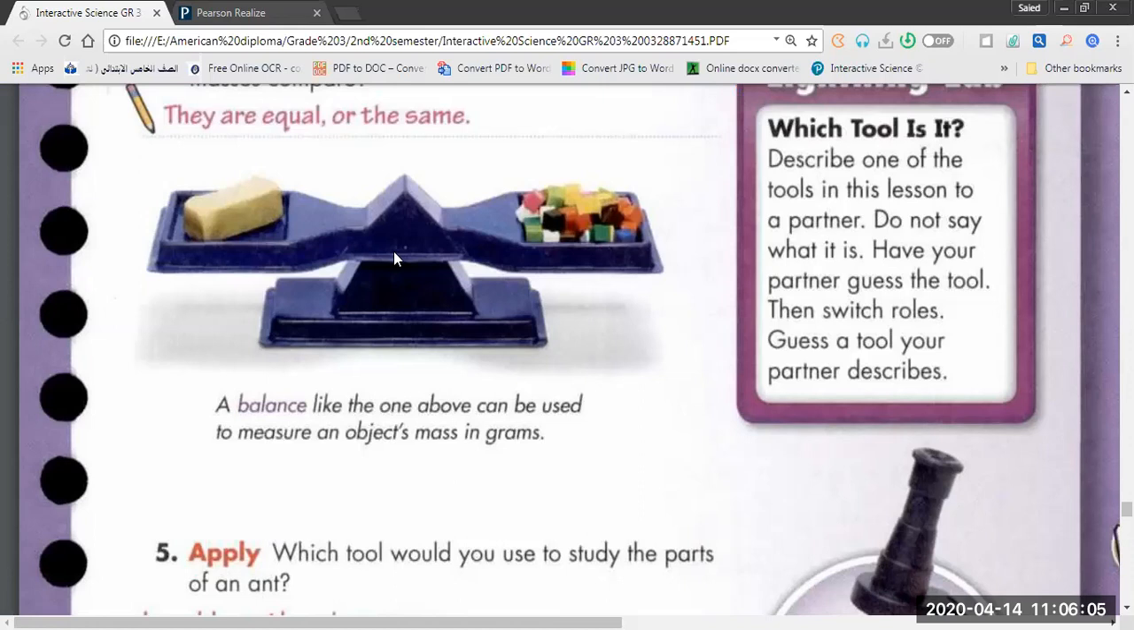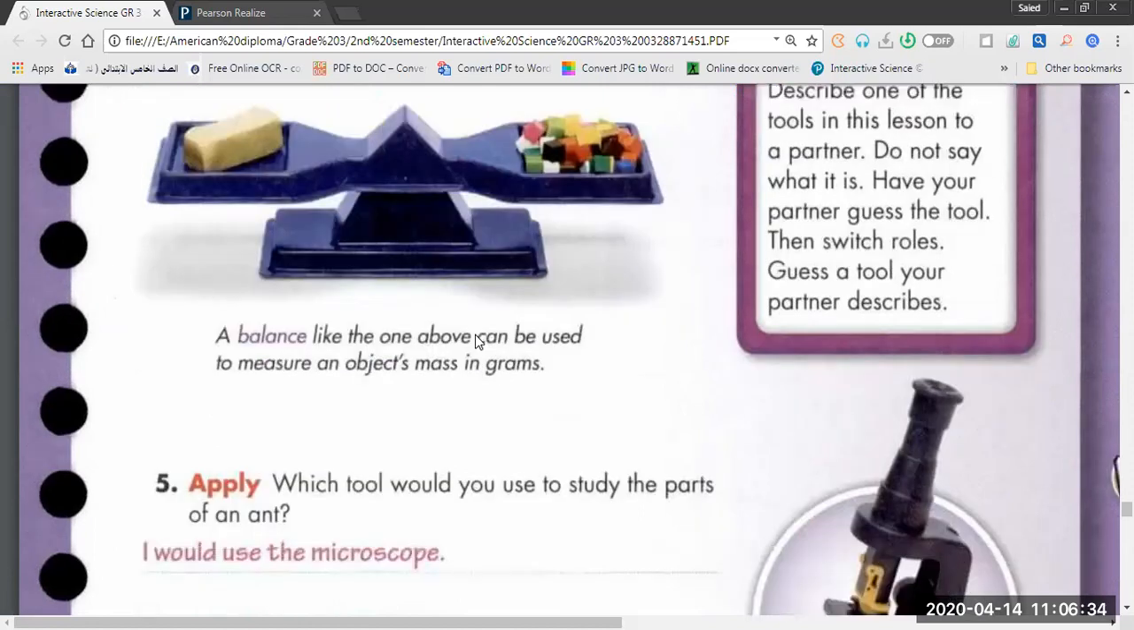while we have other types of balances with two pans as well. This balance is used to measure heavy objects like fruits or vegetables. Okay, the main thing, to check the mass of any object, is to let both pans of the balance be equal, be the same, so you can get the exact right mass of the object that you measure.